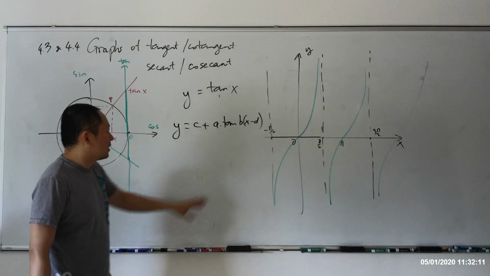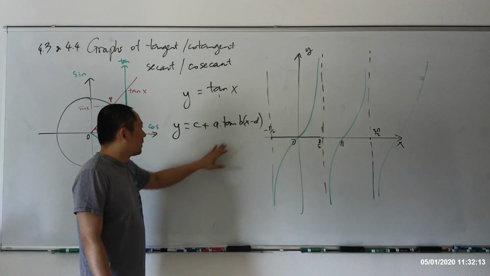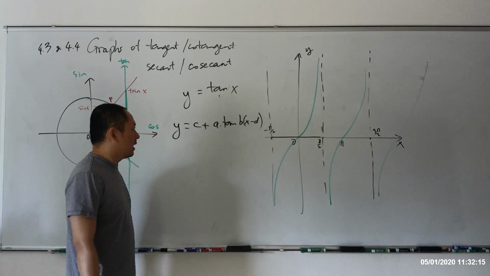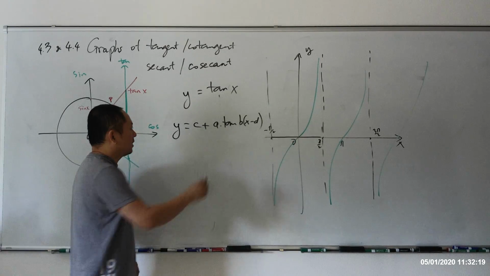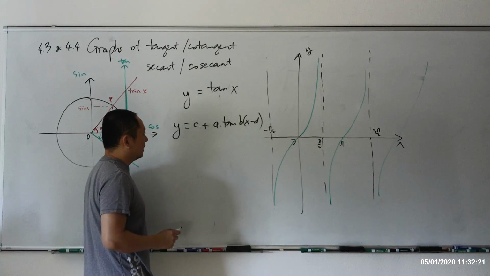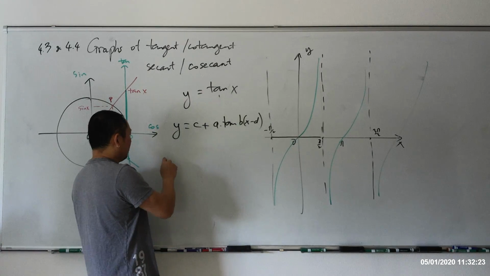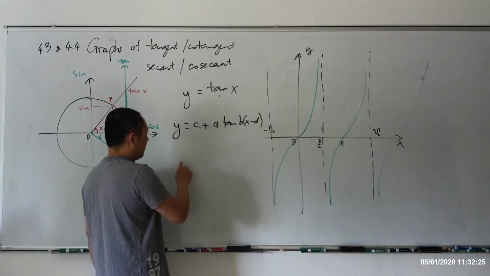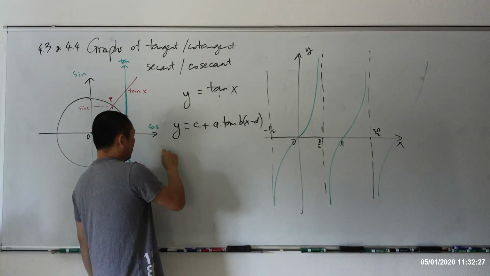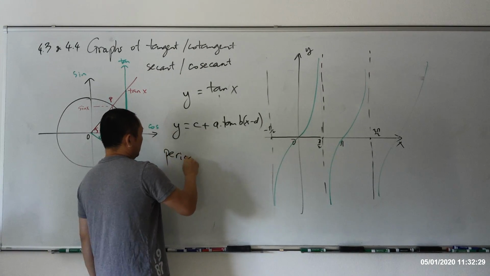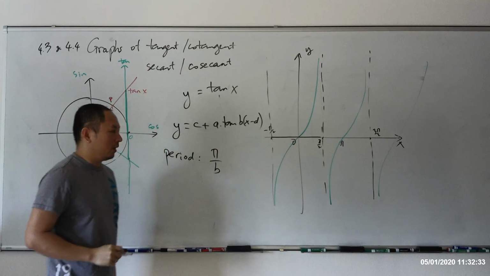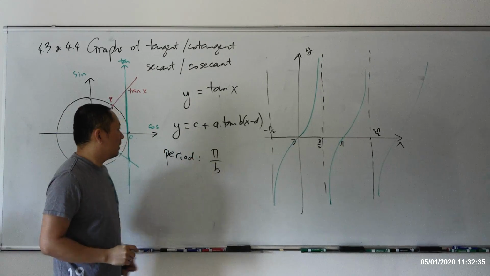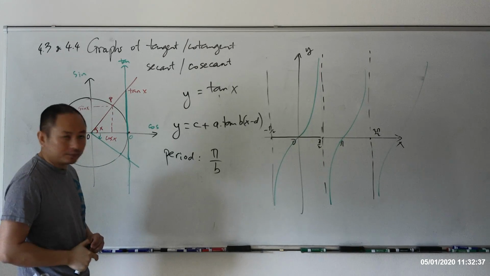The only thing different is what? The period for tangent is not 2 pi like sine and cosine. Period for tangent is just pi. So if you have a general tangent function like this and you want to find the period, you have b right here, so the period is going to be pi over b, not 2 pi over b anymore. Okay? For sine and cosine it's 2 pi over b. Now it's just pi over b.